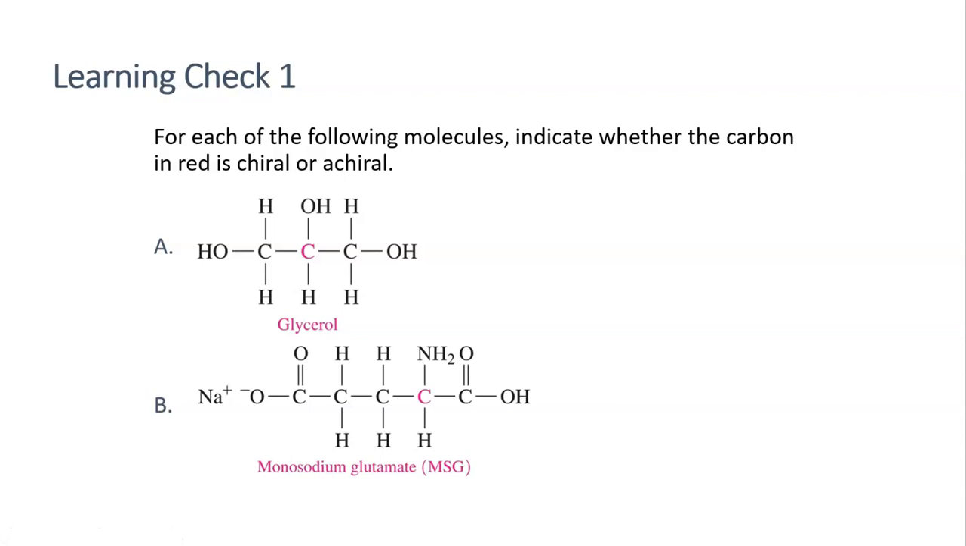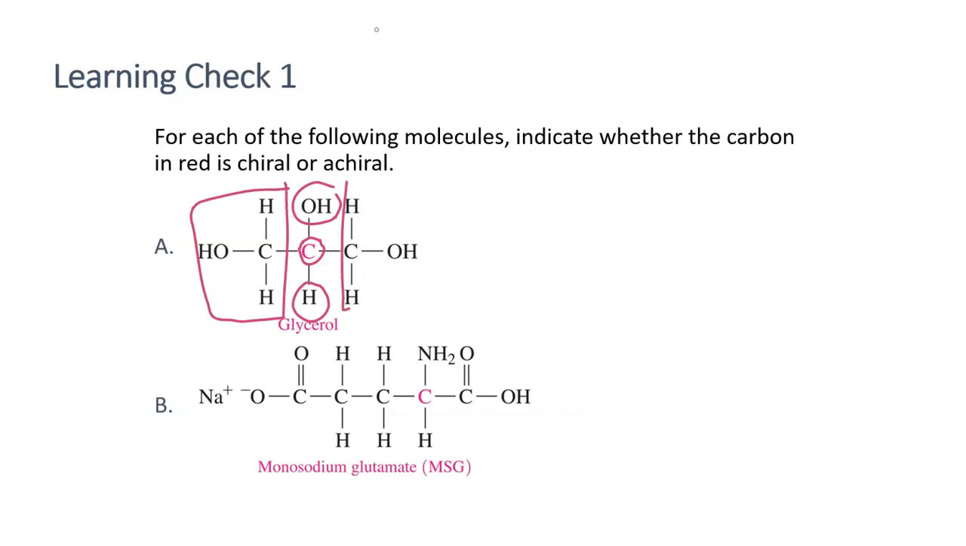Now for A, if we look at this carbon, there is a hydroxyl group, a hydrogen atom, and a CH2OH group on this side and a CH2OH on this side. Okay, now we see the same groups side by side. If there are the same groups, then it is not chiral. We call it achiral. It has to have four different groups in order for it to be chiral.